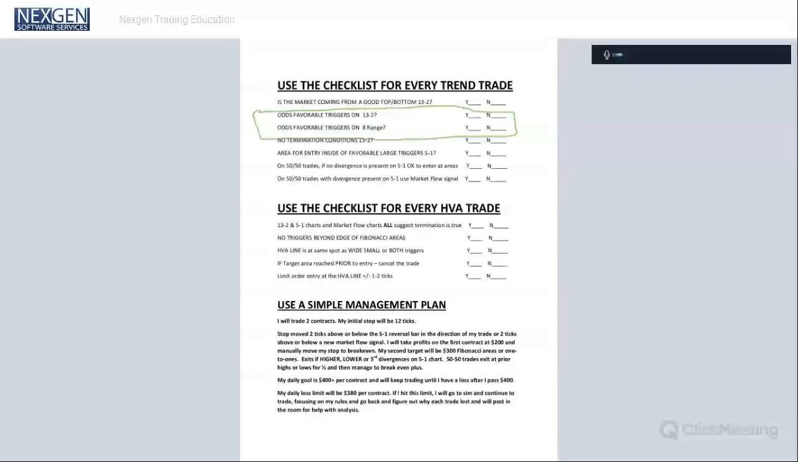So that's why we put together a checklist like this. Look, if you have a good trend trade, the checklist, right? I added in favorable triggers on the 8 range because that's what I like to see. And then what about the checklist for a high volume area trade?